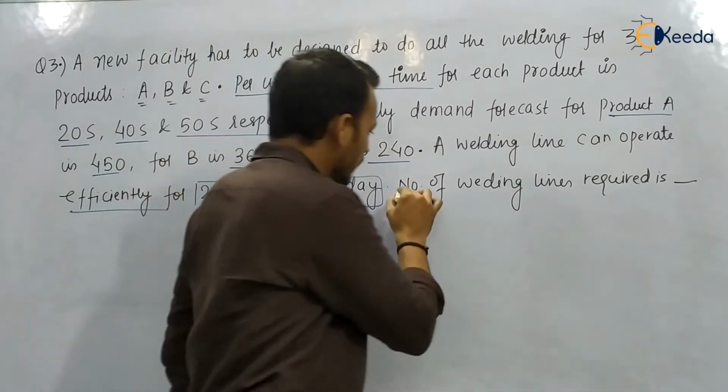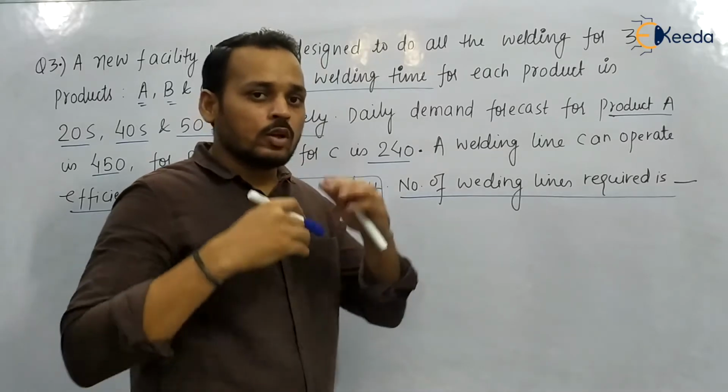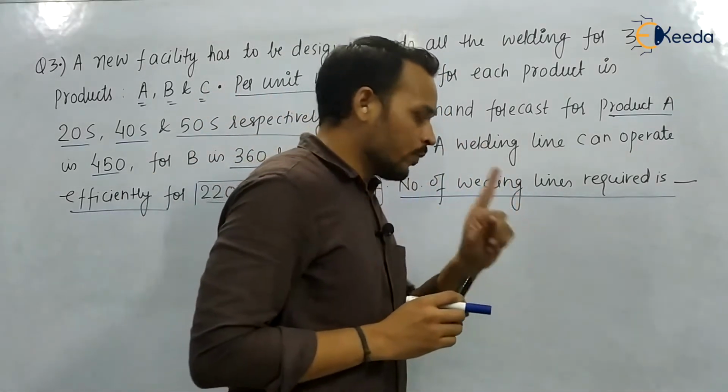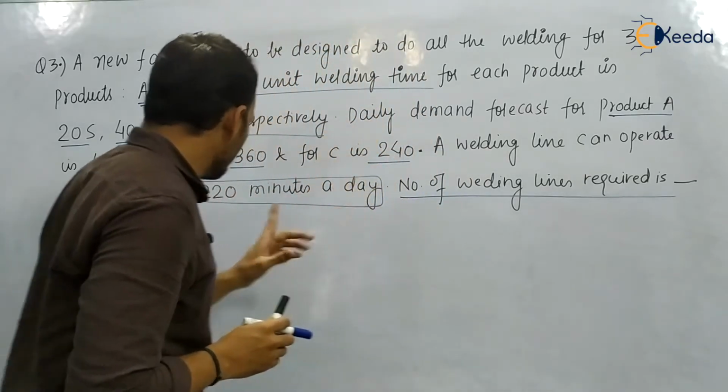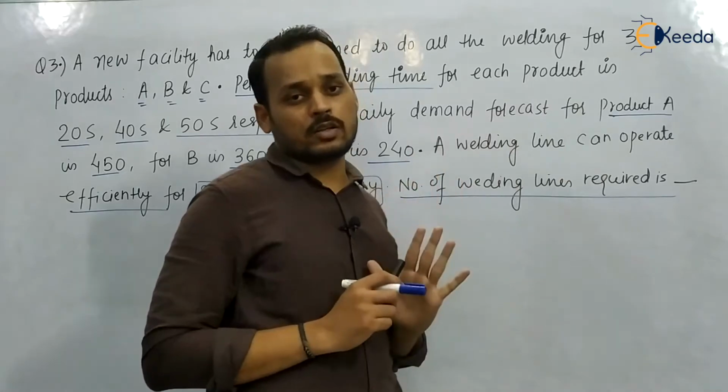So they are asking how many welding lines are required. Since we have to complete the product welding for products A, B and C, and a single welding line can operate only for 220 minutes a day, how many such welding lines are required?